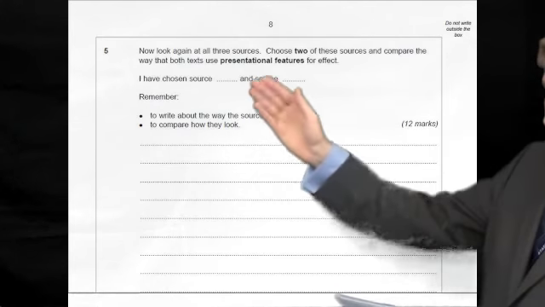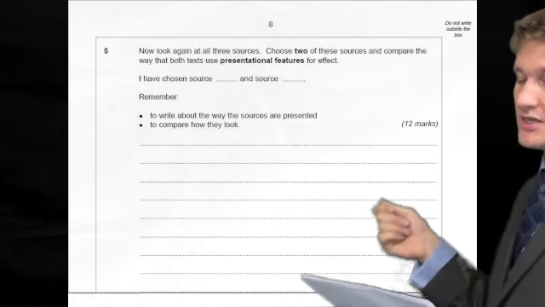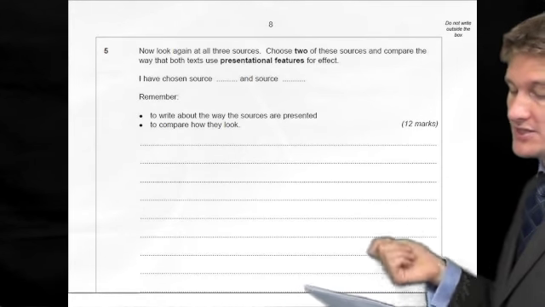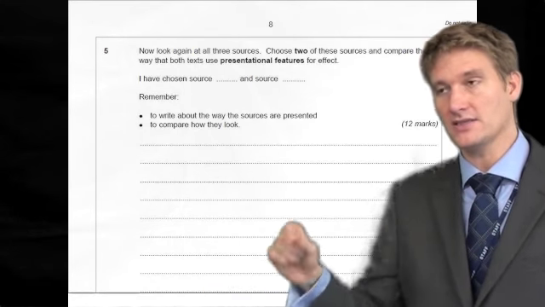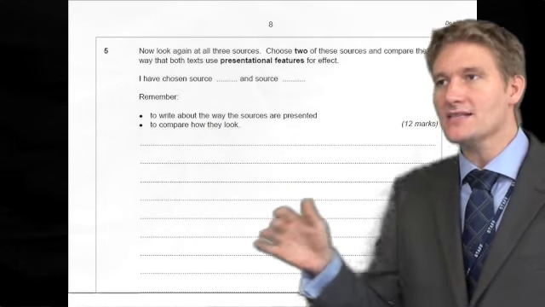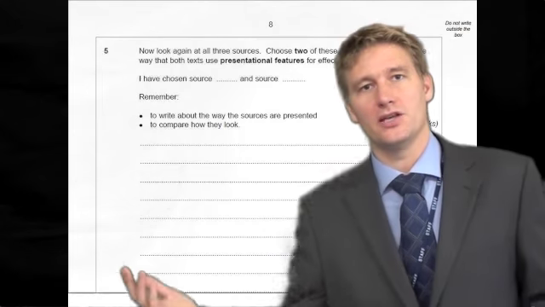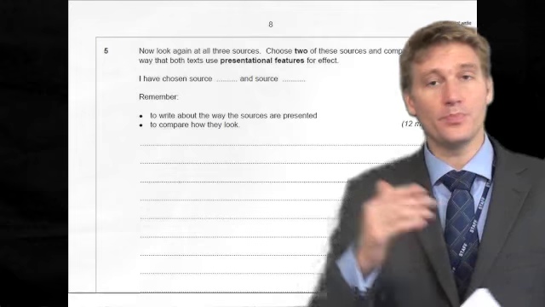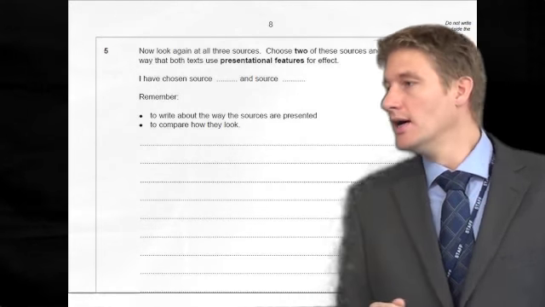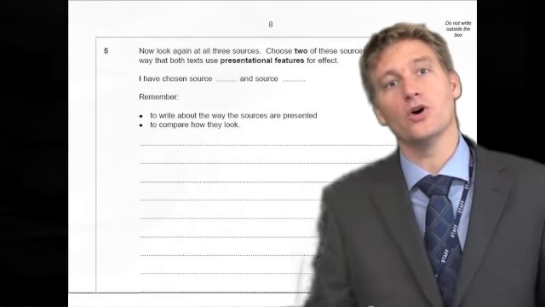The question reads like so. Now look again at all three sources. Choose two of the sources and compare the way that both texts use presentational features for effect. Okay, presentational features. That's things like, I mean there's a different film about this, but that's things like the way it uses colour, the way it uses fonts, the way it uses layouts, the way it might use bullet points or subheadings or images, pictures. It might use cartoons. It's everything that you can see that isn't words.